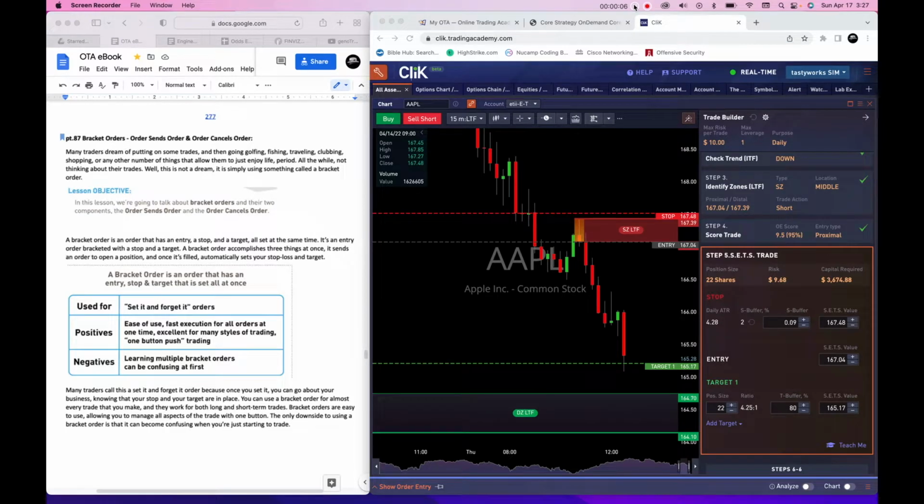Many traders dream of putting on some trades and then going golfing, fishing, traveling, clubbing, shopping, or any other number of things that allow them to just enjoy life, period. All the while not thinking about their trades. This is not a dream, it is simply using something called a bracket order.